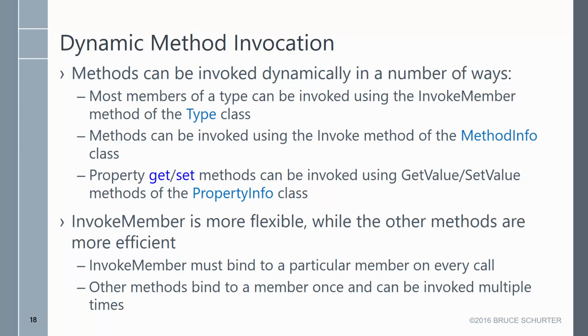Now, InvokeMember is more flexible, while the other methods are more efficient. InvokeMember must bind to a particular member on every call. The other methods bind to a member once and can be invoked multiple times.